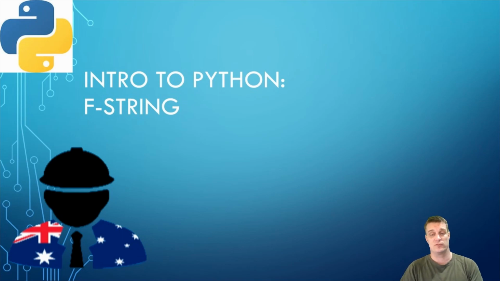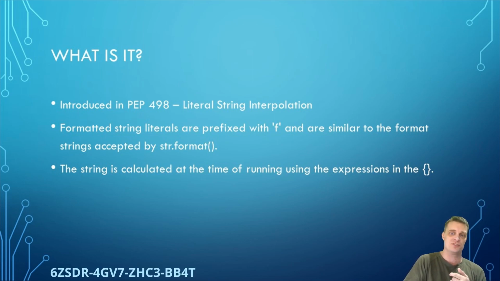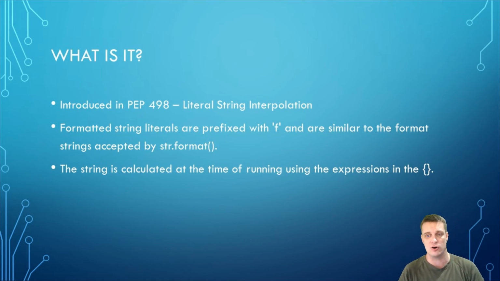Today I'm going to take you through a really quick one as part of the Intro to Python series on F-string. So straight into it. What is it? It was introduced in PEP 498, the literal string interpolation. It's a formatted string literal, prefixed with F, and similar to the format string accepted by the string.format function. The string is calculated at the time of running the code using the expressions that are inside the curly brackets.